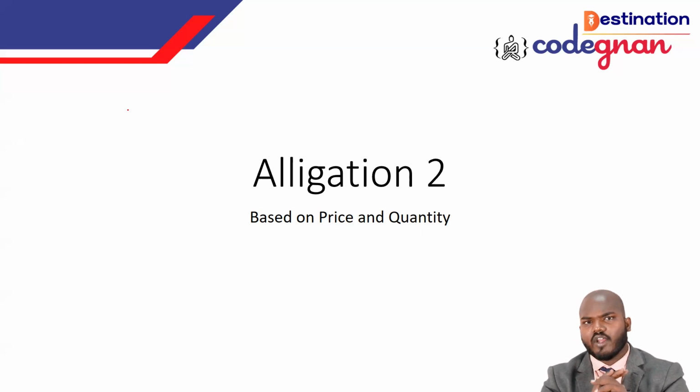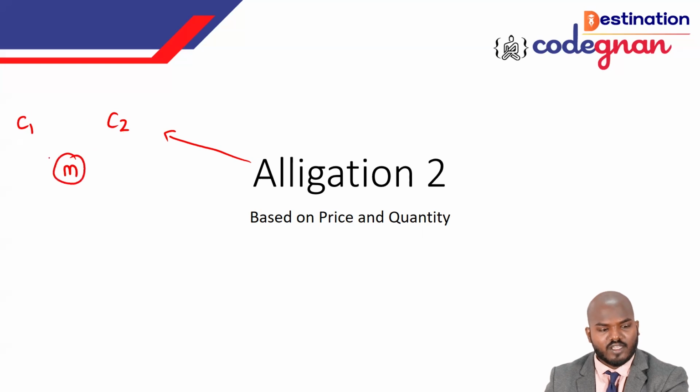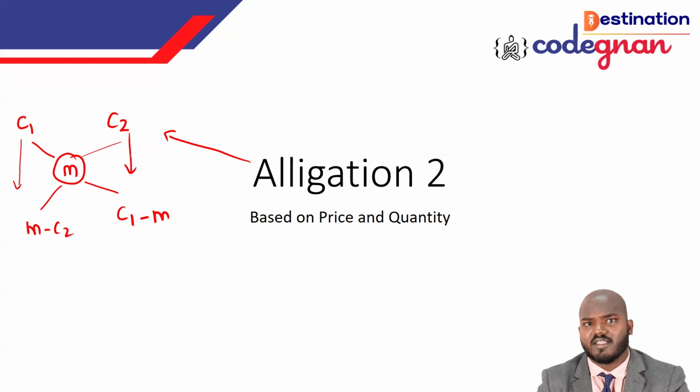Here we are not going to use any new formula. We only apply the previous class knowledge, the alligation rule. We know that we have the cost price of 1 and the cost price of 2, and M stands for the median price. This gives the values C1 minus M and here M minus C2, and the ratio we can call it as C1 minus M to M minus C2. This is how we apply the formula.